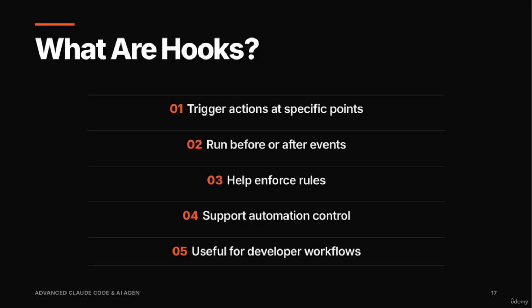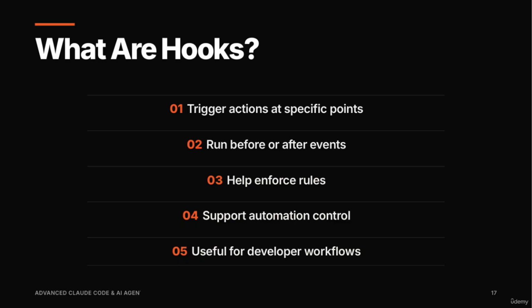Hooks are a powerful concept in development, so let's break down what they really are. Essentially, hooks allow us to trigger actions at specific points within a process. This means you can run custom code either before or after certain events occur, giving you the flexibility to modify behavior right when it matters. Another key function of hooks is that they help enforce rules. By inserting checks or validations at critical moments, you can ensure that processes comply with your desired standards.